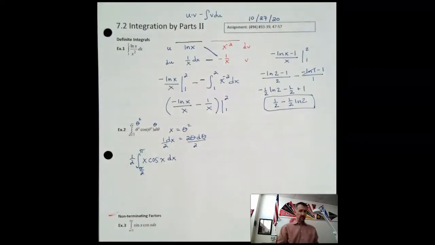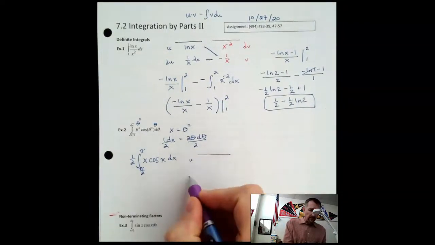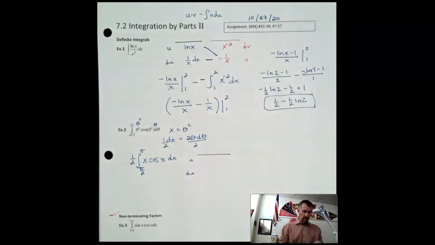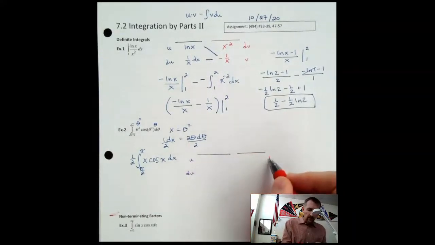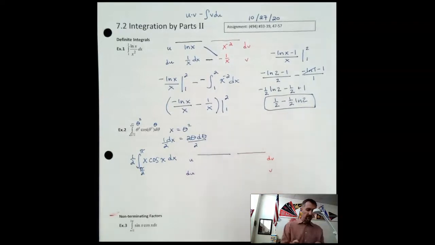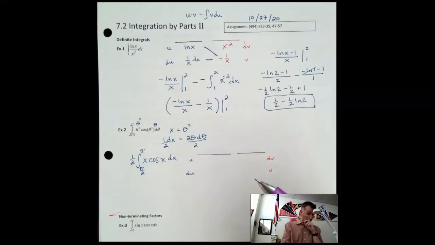Okay. Now we get to the u, du, and the dv and v. So how are we going to choose here?